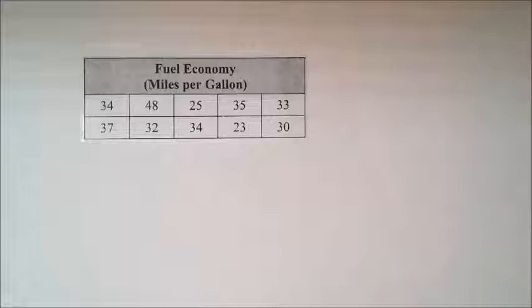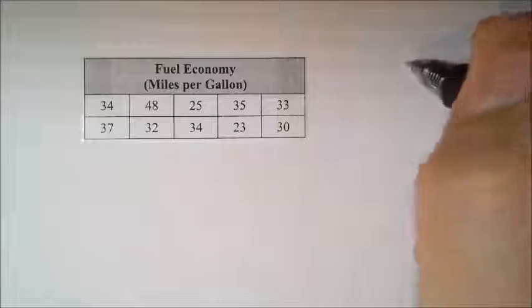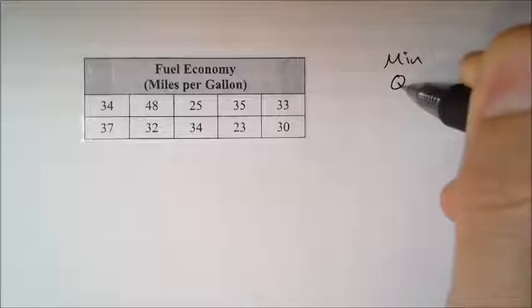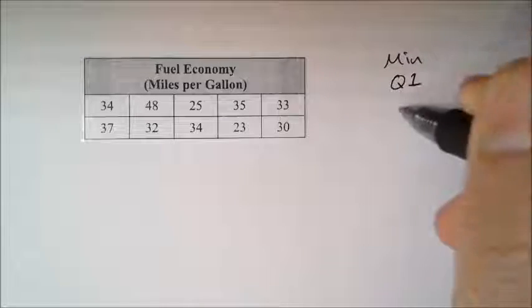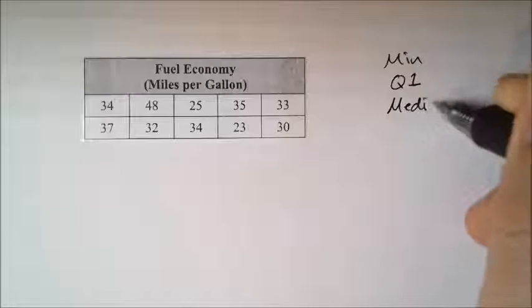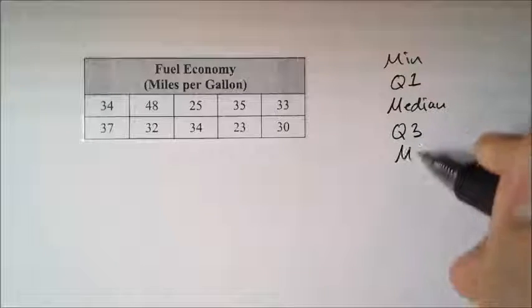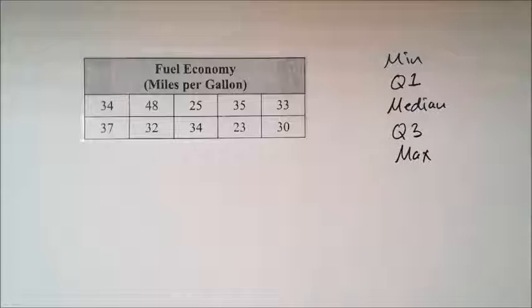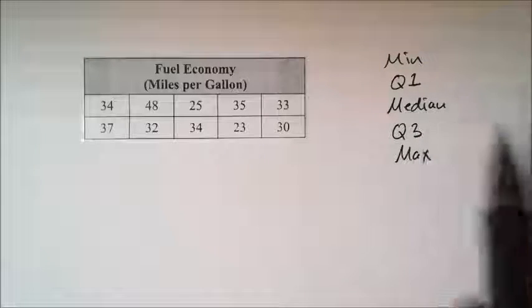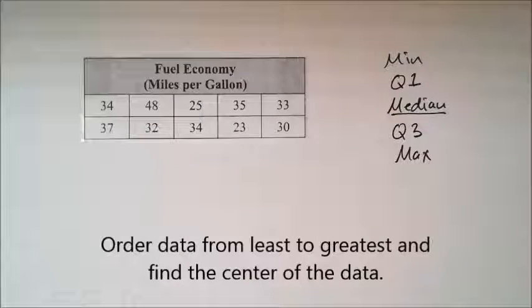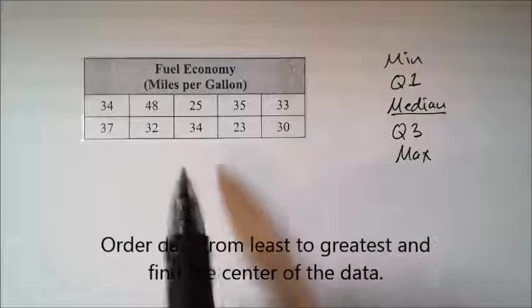Alright, at this center you're going to be finding the 5-number summary, and remember that the 5-number summary consists of the minimum value of the data, the first quartile, the median, the third quartile, and the maximum value. Since we have that word median in here, the way we find that is finding the center of the data, so we need to make sure that we put these in order from least to greatest. So let's take a look at our data.